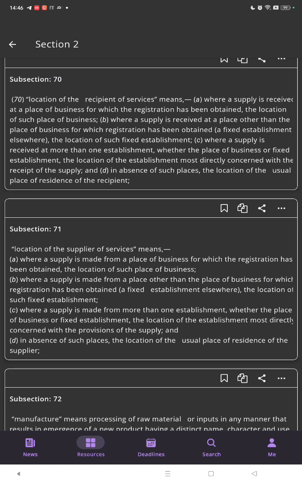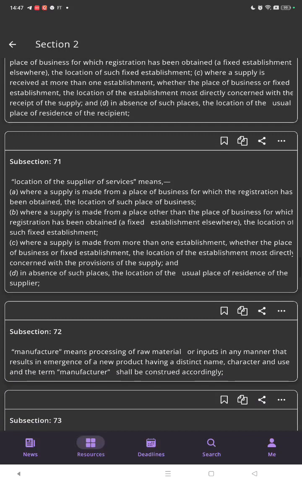Subsection 71. Location of the supplier of the service means where the supply is made from a place of business for which the registration has been obtained, the location of such place of business; where the supply is made from a place other than the place of business for which registration has been obtained, a fixed establishment elsewhere, the location of such fixed establishment; where a supply is made for more than one establishment, whether the place of business or fixed establishment, the location of the establishment most directly concerned with the provision of the supply; and in the absence of such place, the location of the usual place of residence of the supplier.